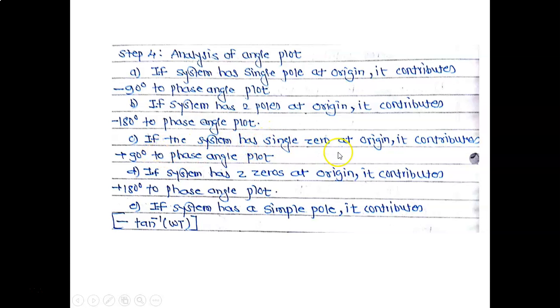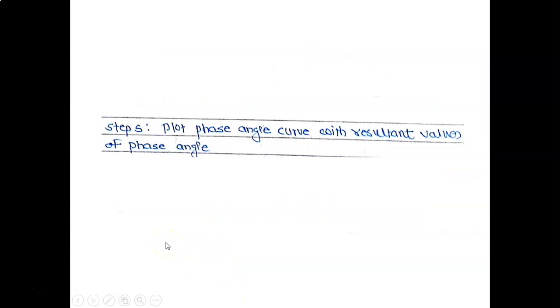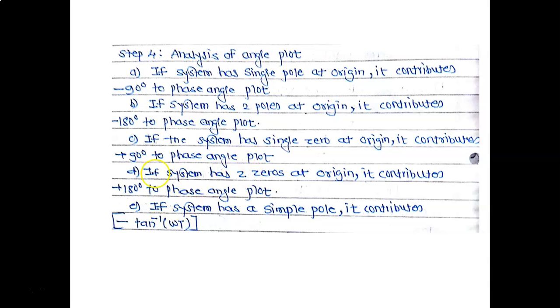If system has single zero at origin, it contributes plus 90 degree to phase angle plot. If system has two zeros at origin, it contributes plus 180 degree to phase angle plot. And fifth, that is E. If system has a simple pole, it contributes minus tan inverse of omega tau, and if system has simple zero, it contributes plus tan inverse of omega tau. Always remember, for simple pole minus tan inverse of omega tau, for simple zero plus tan inverse of omega tau.